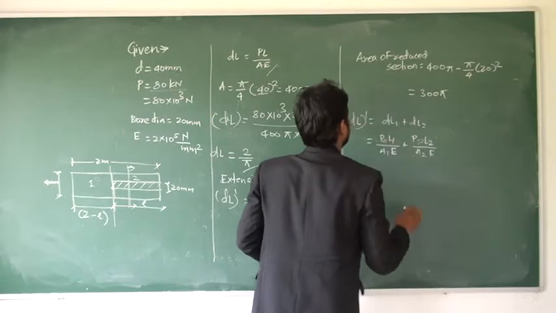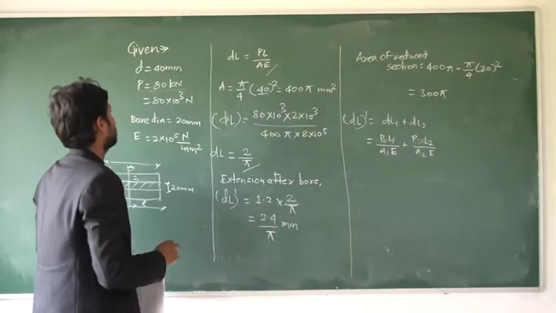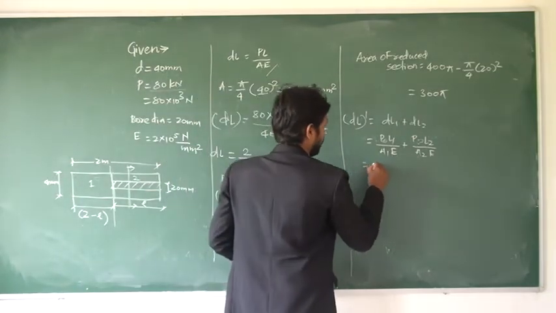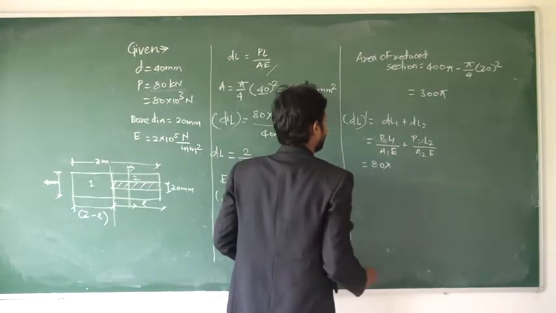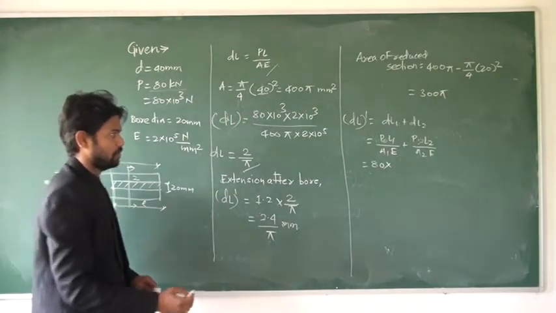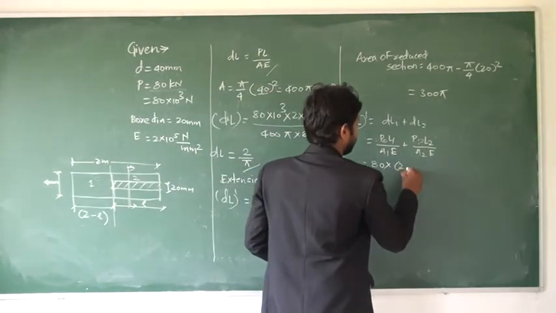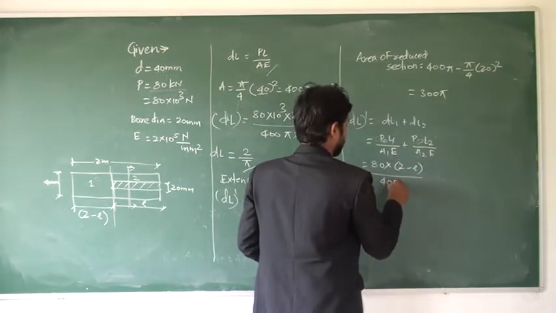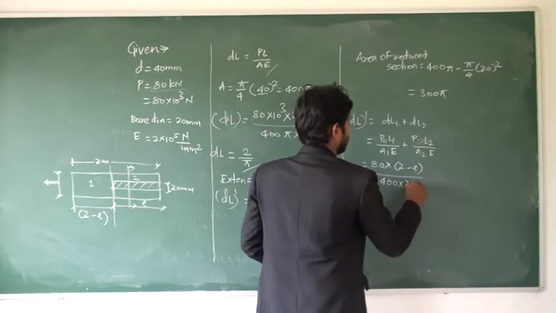So P is constant, P will remain the same. The P value is 80 kN, it is not going to change. So only the area will change. 80 into L1. What is L1? L1 will be 2 minus 1. L1 is 2 minus 10. Area, here it is 400 and E is 2 into 10 raised to 5.